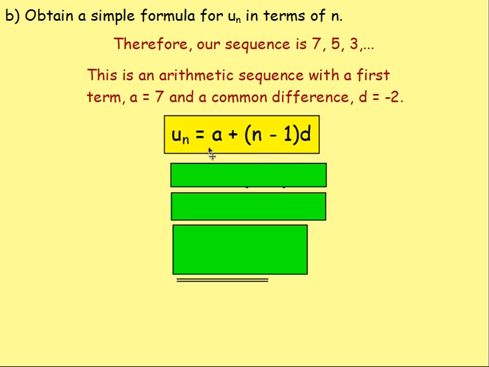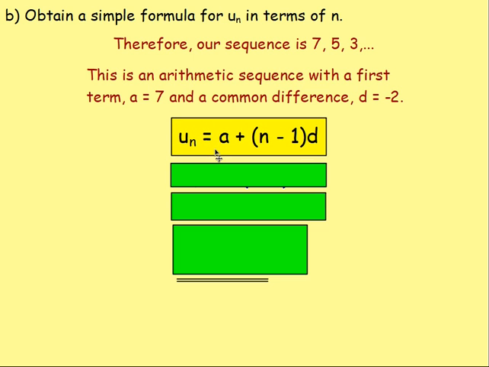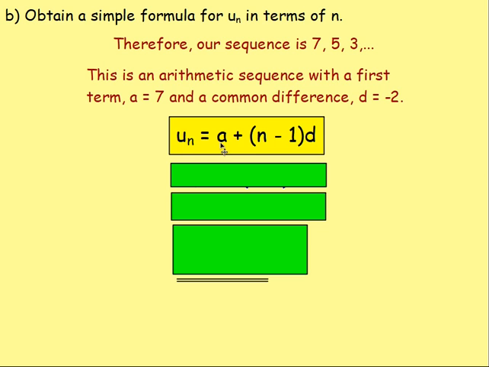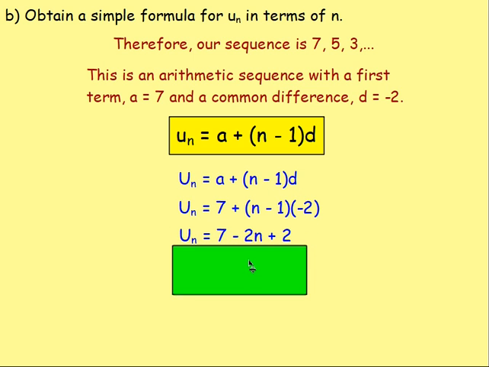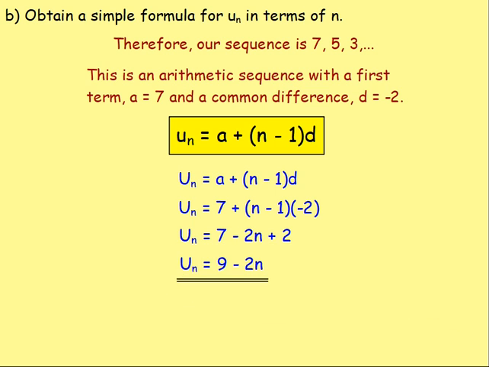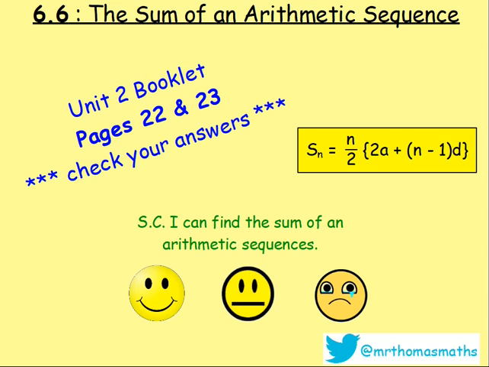And in the last lesson we learned that we can give a general term, un equals a plus n minus 1 times d. Replace a with 7, replace d with negative 2, and that gives us 7 plus n minus 1 times negative 2. Multiply the bracket, we should have negative 2n plus 2, meaning then our answer will be 7 add 2 is 9, and we still get this negative 2n. So un, a formula for un, is just 9 minus 2n, and that is your answer.